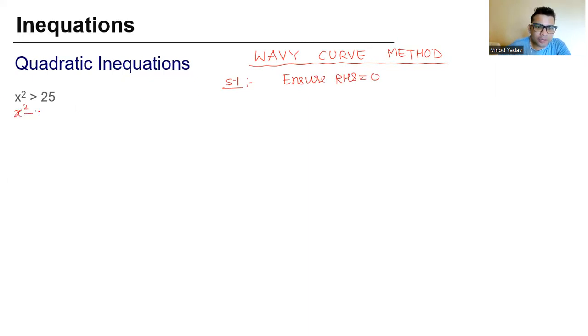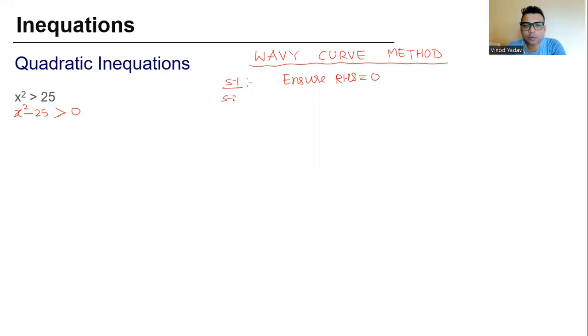So x square minus 25 more than 0. I subtracted 25. Did you see? I did not change the inequality sign, because I subtracted 25. Subtraction doesn't affect the inequality sign. Inequalities are additive or subtractive in nature.